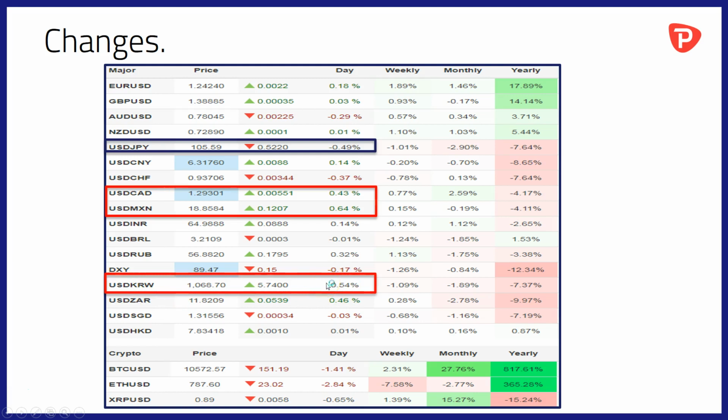So two sets of conflicting forces really driving the yen and the Canadian dollar, Mexican peso and Korean won against the dollar. We're going to look a bit more at trade and the implications of developments in Washington as we go through the video.